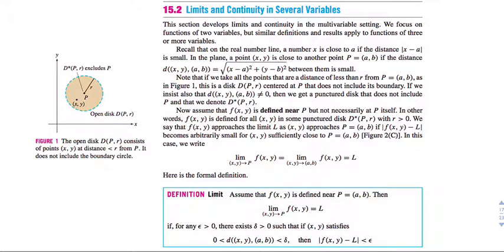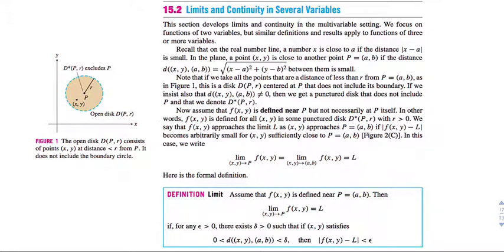Centered is a D star, the disk centered at P with the radius r. So now assume that this function f of x, y is defined near the point P. So we have some f defined near P, but not necessarily at P itself. In other words, f of x, y is defined for all x and y in some punctured disk centered at P with radius r, again with r being positive.